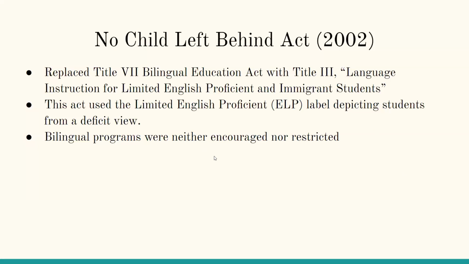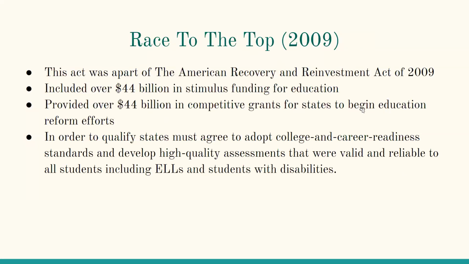We're going to help them. This is what we're learning to do. And there's actually going to be a revision of this later on that I will talk about whenever we get to it. The Race to the Top, this was while Obama was president. He actually signed this act, which was a part of the American Recovery and Reinvestment Act of 2009. This included over $44 billion in stimulus funding for education. But it also provided over $44 billion in competitive grants for states to begin education reform efforts.